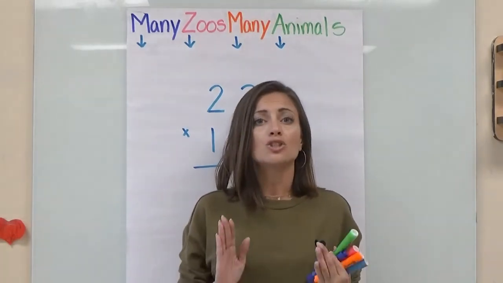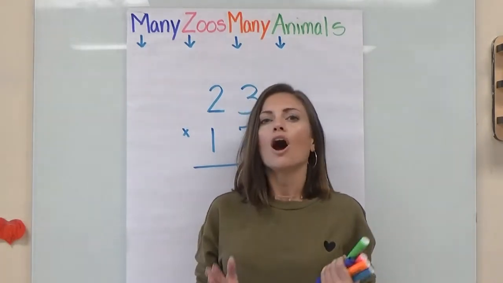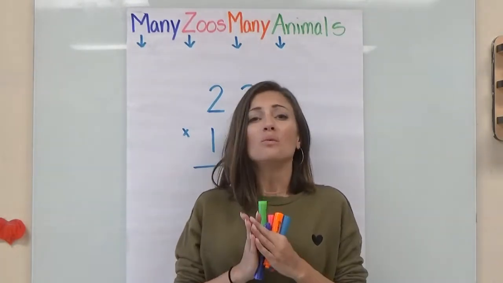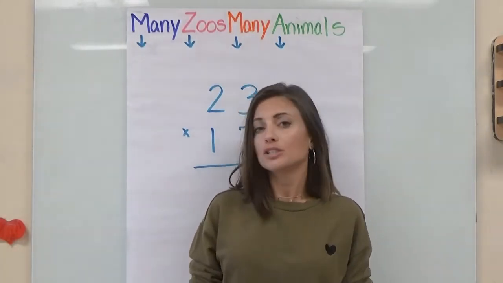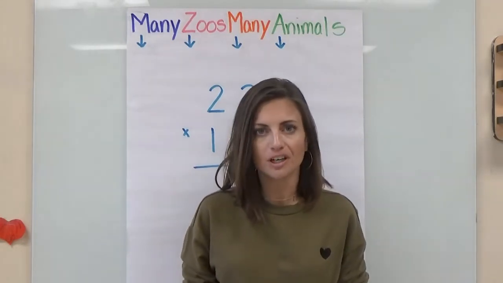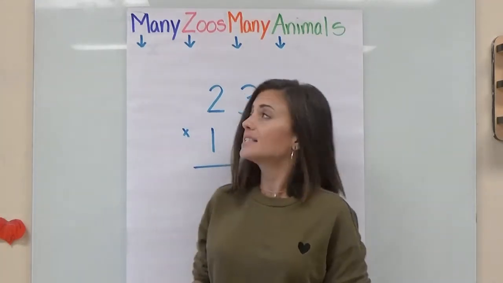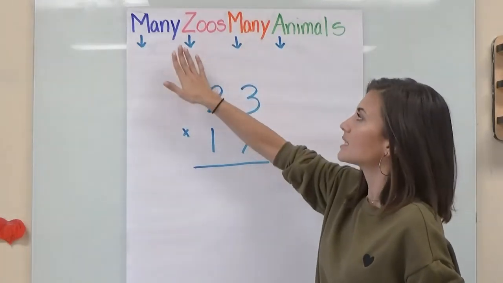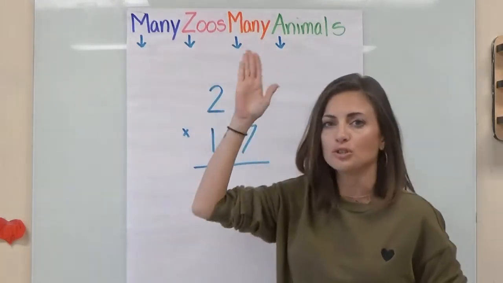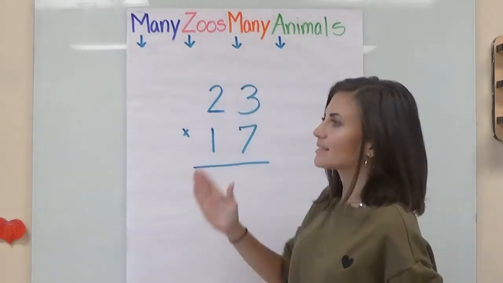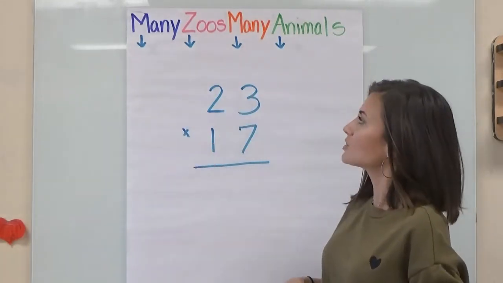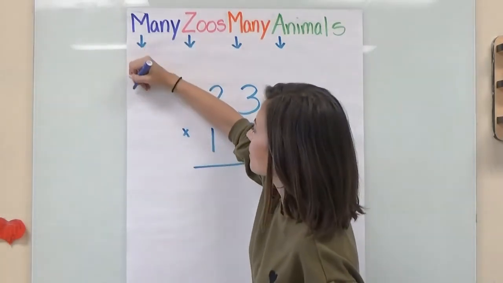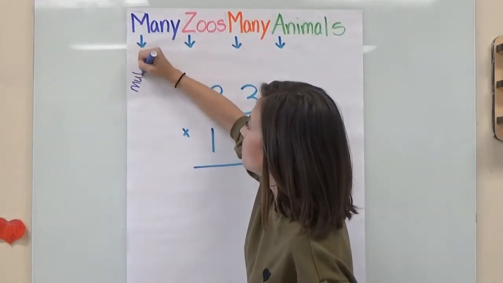So today, let's jump right into practicing our standard algorithm for multiplication. When we are multiplying this way, I like to use a special phrase to help me remember the different steps. That phrase is many zoos, many animals. This is the phrase that's going to help me remember what to do first, next, and last. So when I start with the word many, the word many helps me remember that my first step is to multiply.